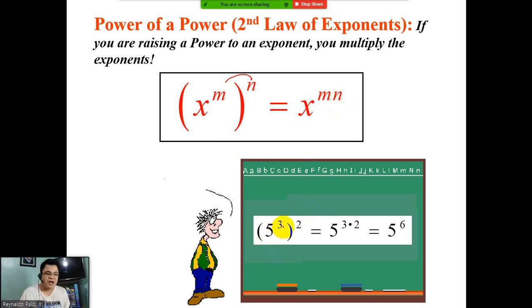Example, if we have 5 cubed raised to the second power, or 5 cubed squared, you need to multiply 3 times 2. So 5 raised to the power of 3 times 2, or 5 raised to the power of 6. If you simplify 5 raised to the power of 6, this is equal to 15,625. Alright? So that is the power of a power law. Remember to multiply the exponents so that you can simplify the expression.